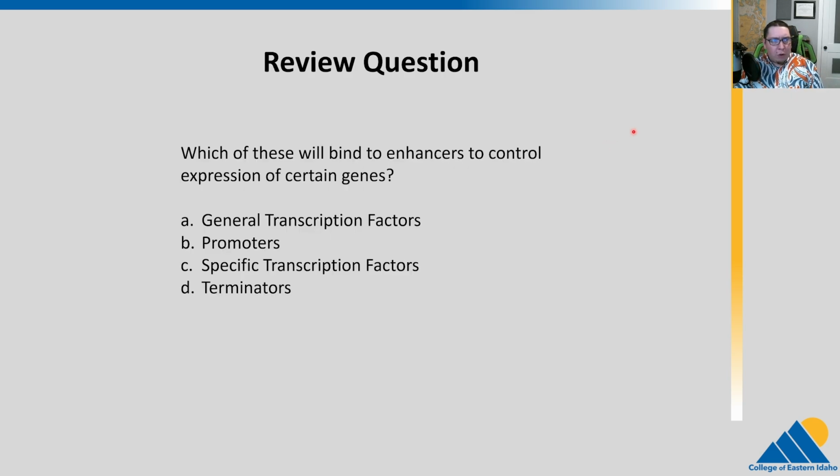All right, so let's review. Which of these will bind to enhancers to control the expression of certain genes? Go ahead and pause the video. Think about that. Okay, so it's going to be specific transcription factors binding to enhancers. Those are going to interact with RNA polymerase and increase or decrease the rate of transcription.